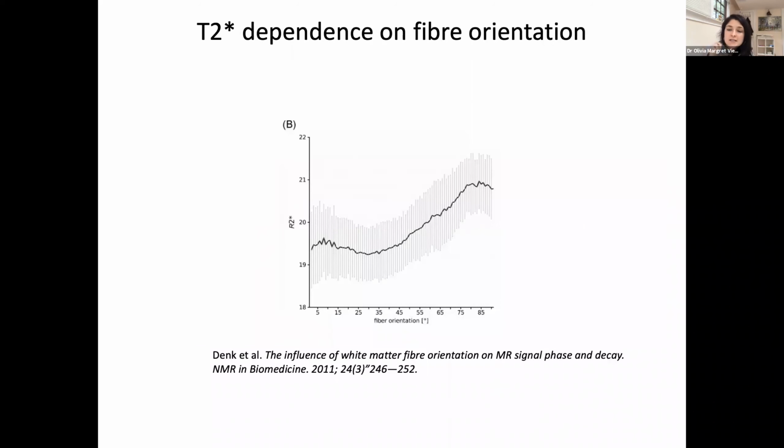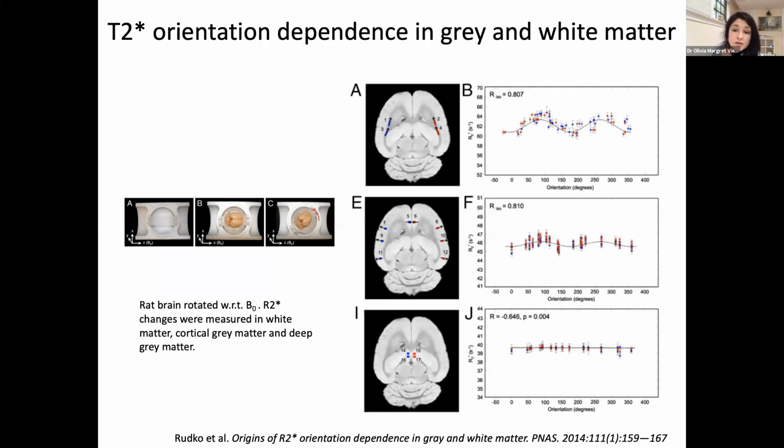And remember, the corpus callosum is a very unidirectional fiber. This is another study by Denk and colleagues who combined diffusion tensor imaging and multi-echo susceptibility weighted imaging to investigate the relationship between white matter fiber orientation and gradient echo phase and magnitude. And they really nicely show how the R2 star relaxation curve depends on the fiber orientation to the main magnetic field.